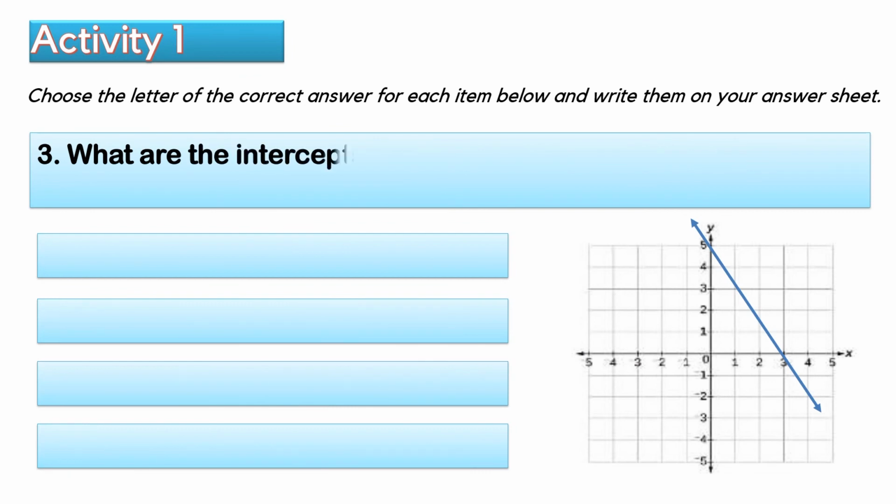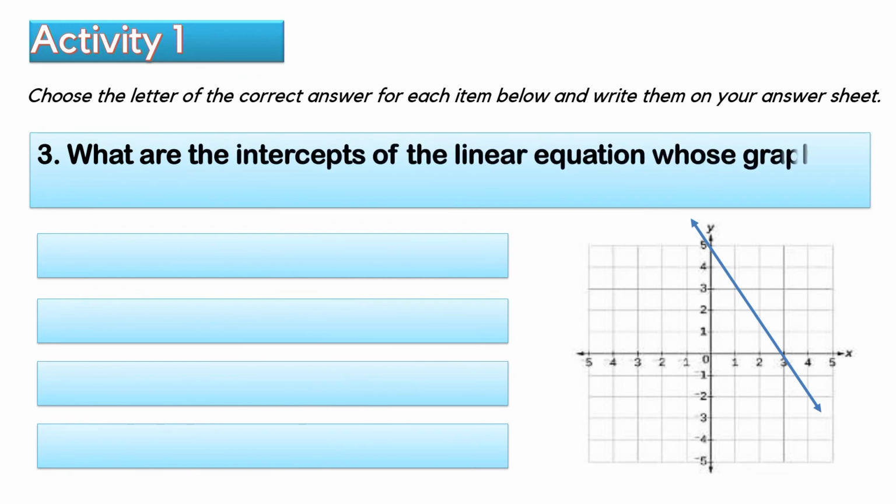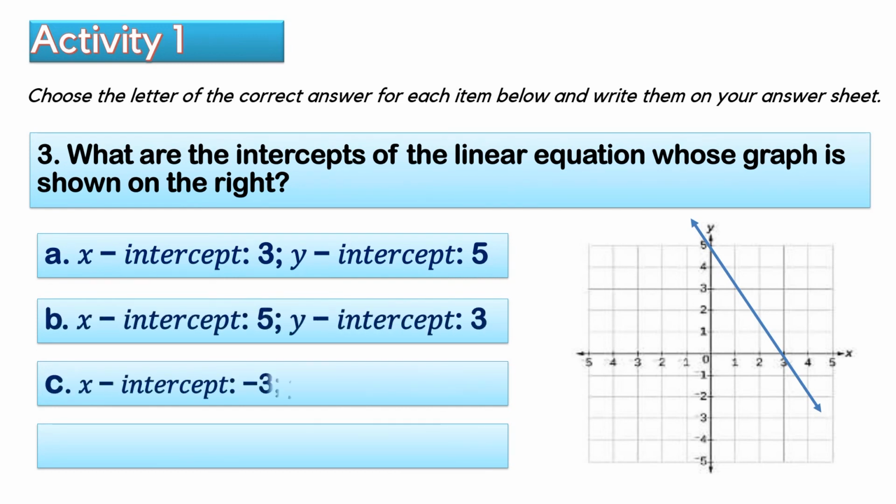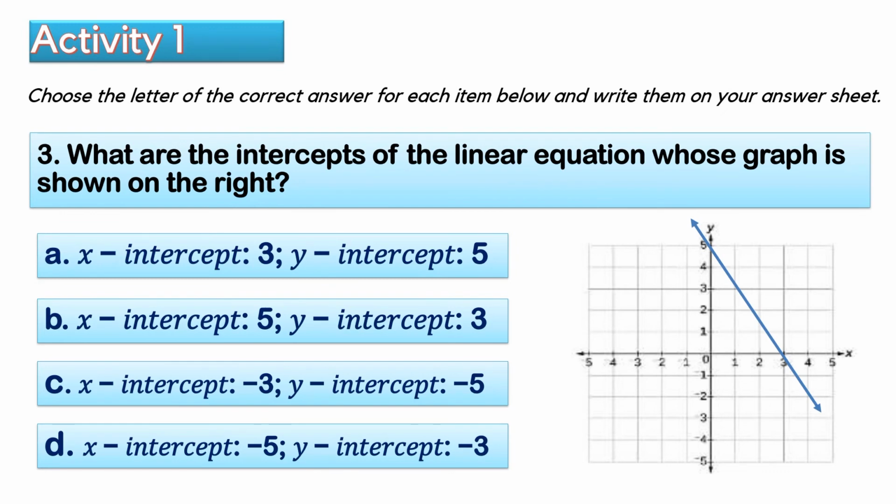Question number 3. What are the intercepts of the linear equation whose graph is shown on the right? A, x-intercept is 3 and y-intercept is 5. Letter B, x-intercept is 5 and y-intercept is 3. Letter C, x-intercept is negative 3 and y-intercept is negative 5. Or letter D, x-intercept is negative 5 and y-intercept is negative 3. You have 5 seconds to answer the question. Time's up. The correct answer is letter A. The x-intercept is 3 and the y-intercept is 5.